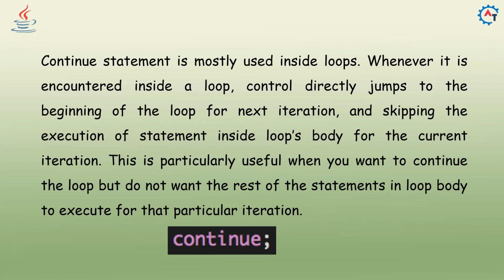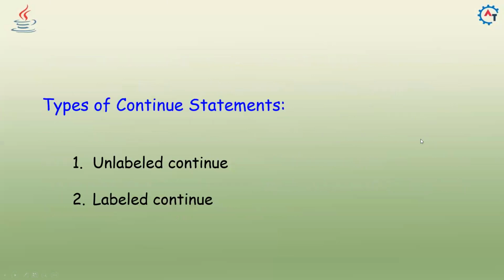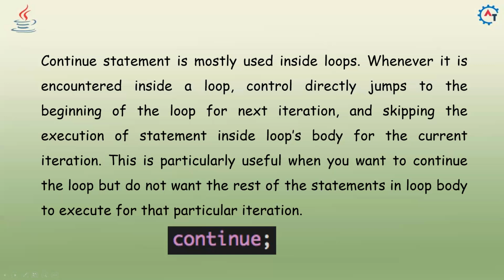This is particularly useful when you want to continue the loop, but do not want the rest of the statements in the loop body to execute for that particular iteration. So for a particular condition, you don't want all the statements to be executed. At that time you can use continue, then it will skip the remaining statements and continue executing the next iteration. Okay, so we'll see this by taking one example.